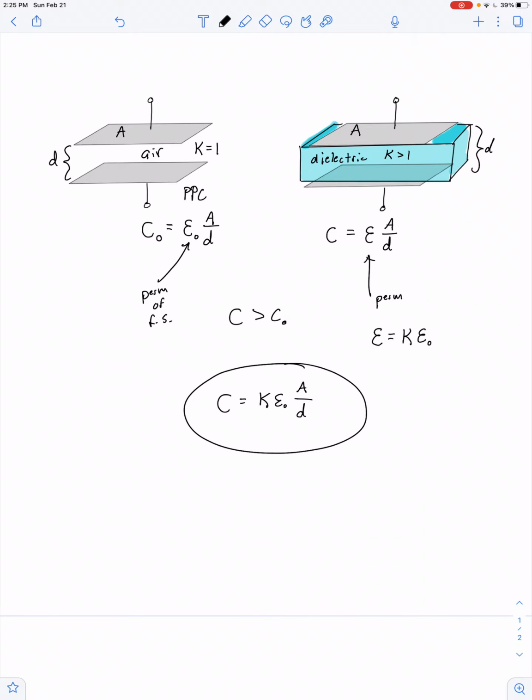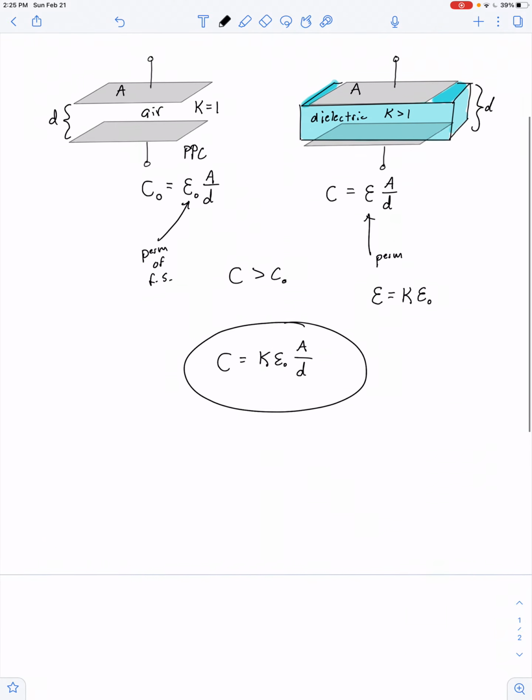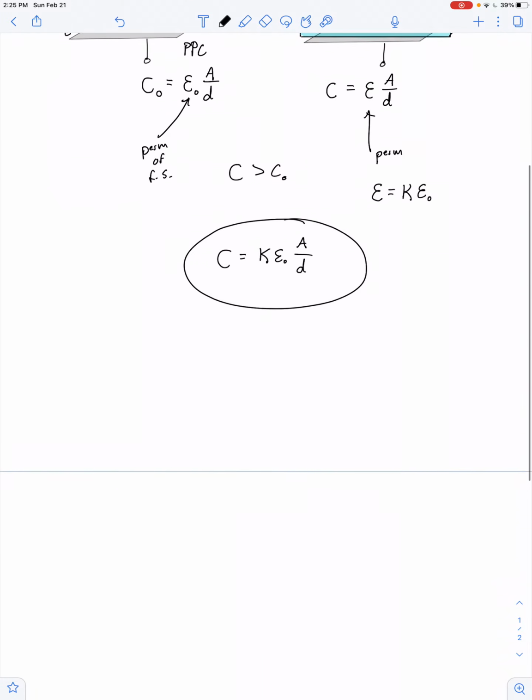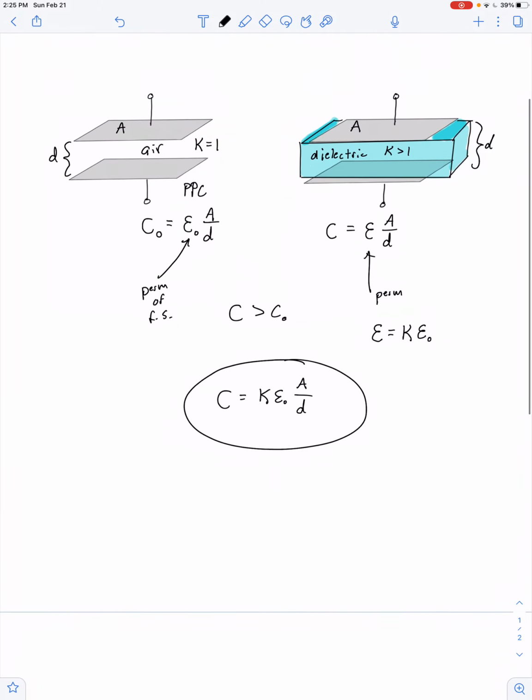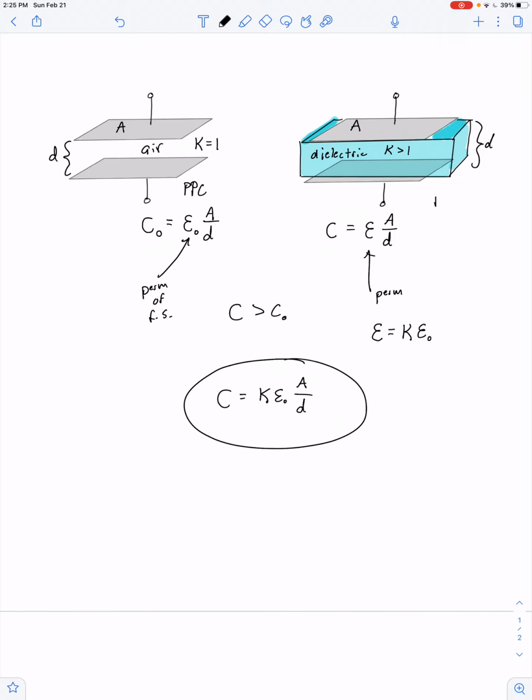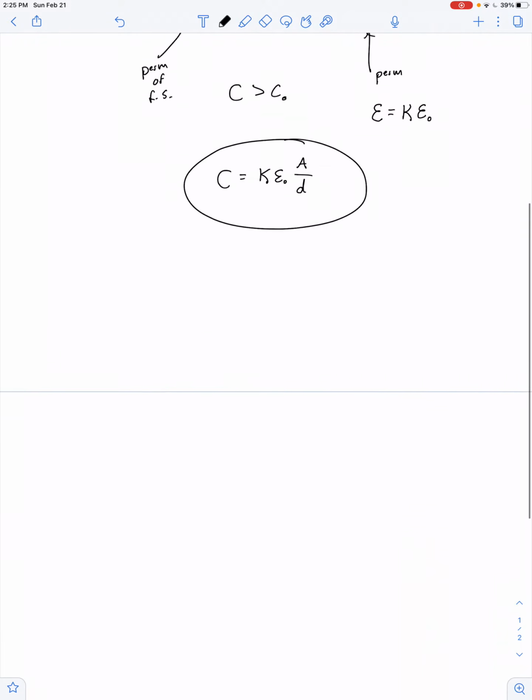Well, how exactly does this work? Why does a dielectric make the capacitance go up? If we look at it on a somewhat molecular level, a lot of these dielectrics are made out of polar molecules. So instead of drawing the three-dimensional view of the capacitor, let me just simplify that and draw.